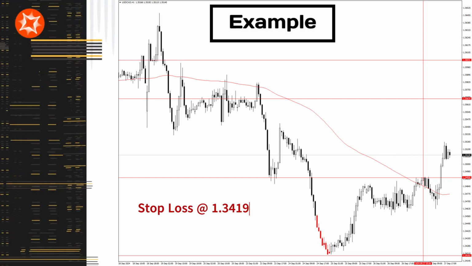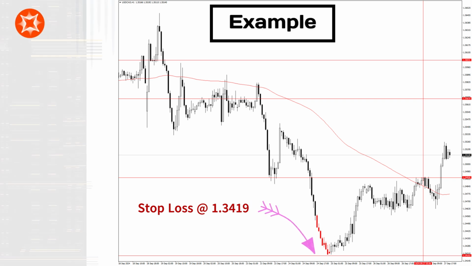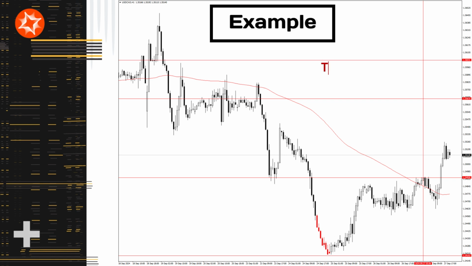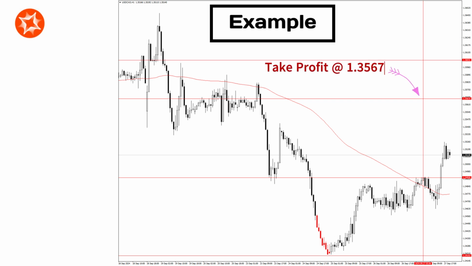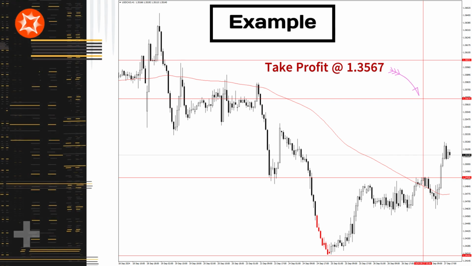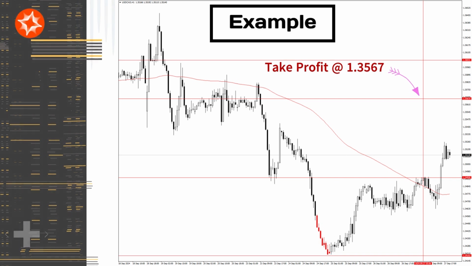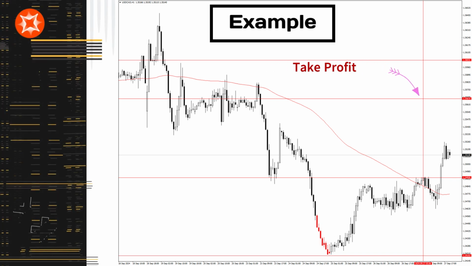Stop loss is placed below the recent low at 1.3419, almost 73 pips from entry. Initial take profit at 1/1 ratio. In this setup, take profit will be at 1.3567. We will fix this take profit at the time of entry.